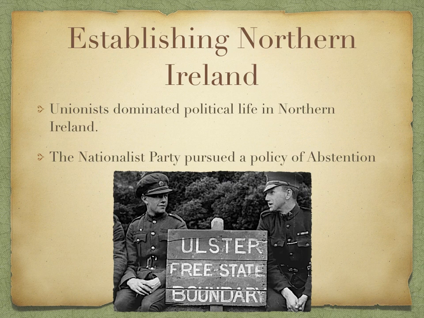So when they were establishing the Parliament in Northern Ireland, which is situated in Stormont, the Unionists dominated the political life. There was a nationalist party, but it pursued a policy of abstention. Remember, that is not taking your seats in Parliament. They kept this policy up until around 1926, when they finally took seats under their leader Joe Devlin, but they were never really big enough to cause any kind of threat to the power of the Unionist Party.